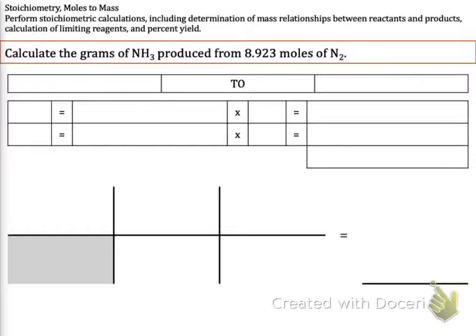We're going to take our mole to mole conversions one step further by turning moles into grams. So the question says, calculate the grams of NH3 produced from 8.923 moles of N2. 8.923 moles of N2 was my given, and grams of NH3 is what I'm trying to find.